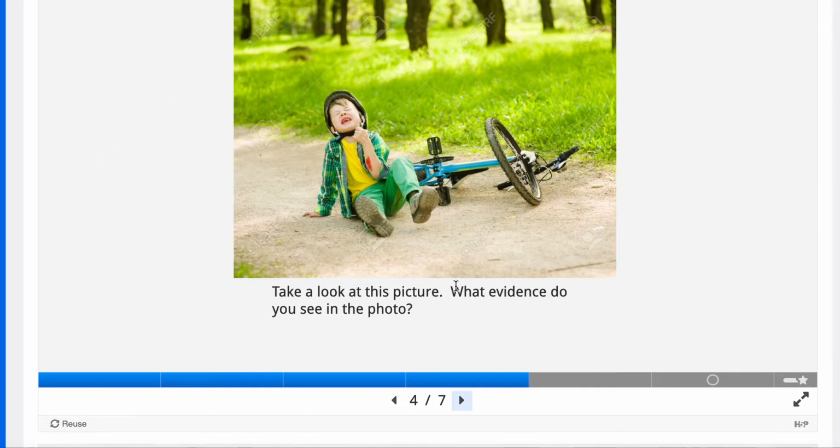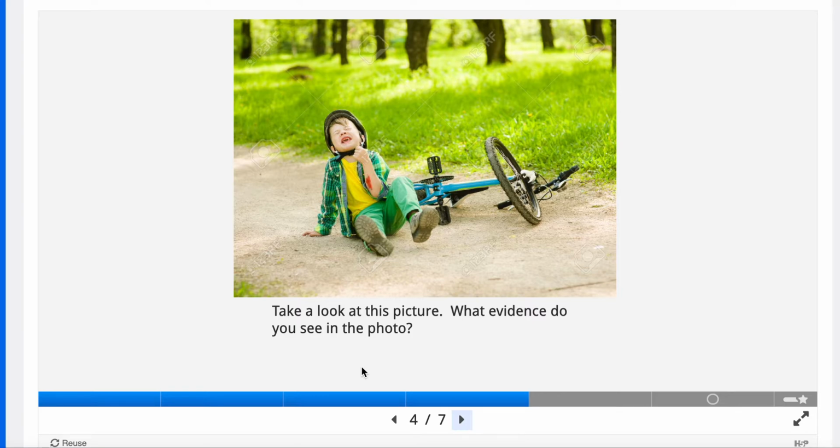Okay, so what I want you to do is take a look at this picture. What is the evidence we see in this picture? Take a minute and think about that. What evidence do we have in this picture? What do you see here? What's going on?